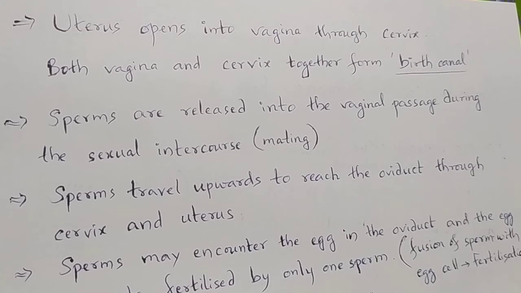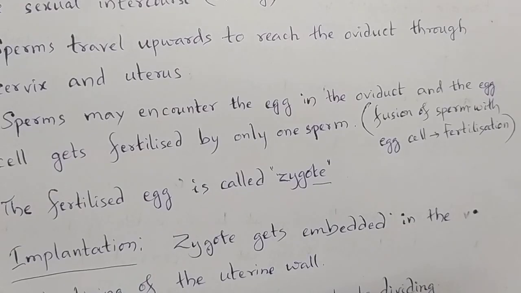Actually, during sexual intercourse, the sperms are released by the male into the vagina. Then through the same birth canal, the sperms travel through the uterus and reach the oviduct. Sperms are released into the vaginal passage during sexual intercourse, which is also called mating. The sperms travel towards the oviduct in an upward direction through the cervix and uterus. Sperms may encounter the egg cell in the oviduct.